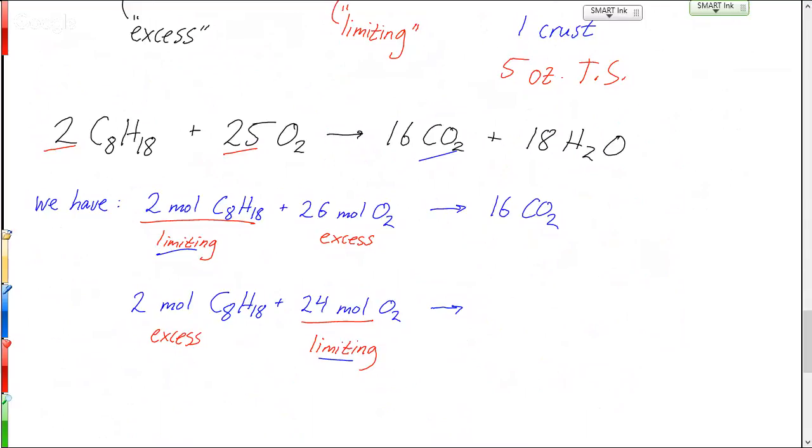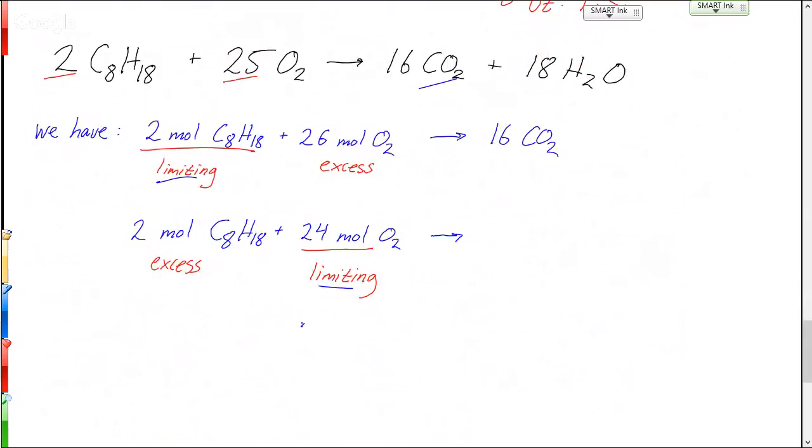So we would do our mole ratio here, and we'd say 24 moles of O2 is going to give us how many moles of CO2? Well, there's 16 to 25 per the equation.